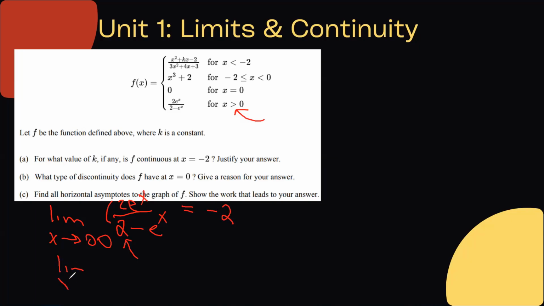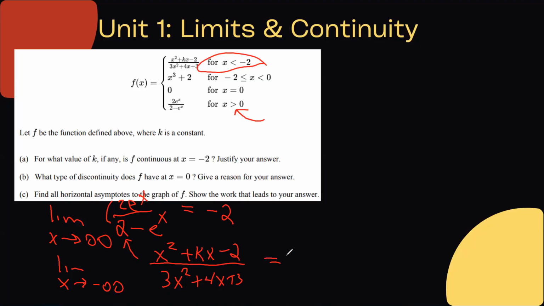Then you have to take the limit as x approaches negative infinity, which you're going to have to use that first piece because that's valid when x is less than -2. We take the limit as x approaches negative infinity here. Since the numerator and denominator have the same degree and they're both an even power, as you approach negative infinity, they're going to cancel one another out, and the limit is going to end up being the ratio of the leading coefficients, which is going to be 1/3.